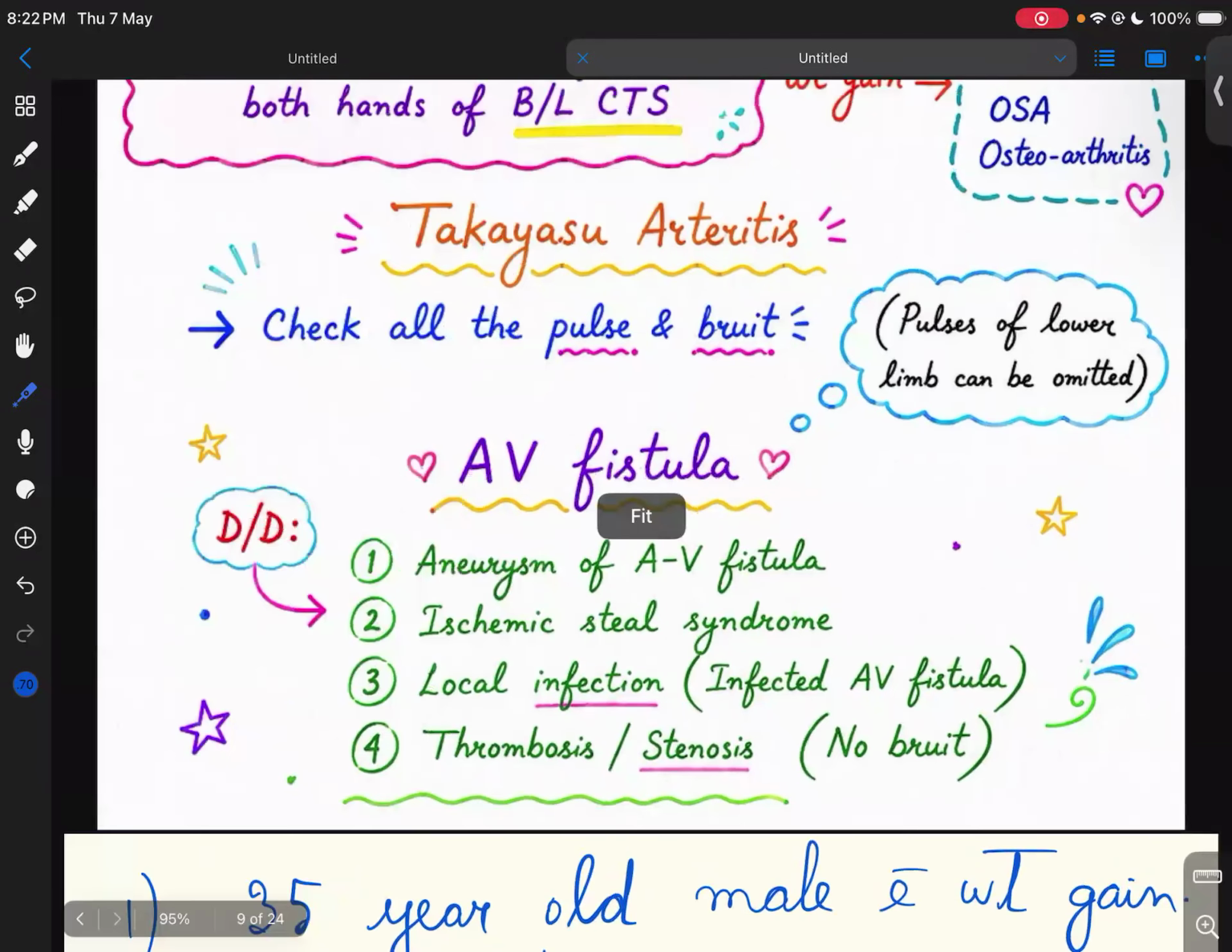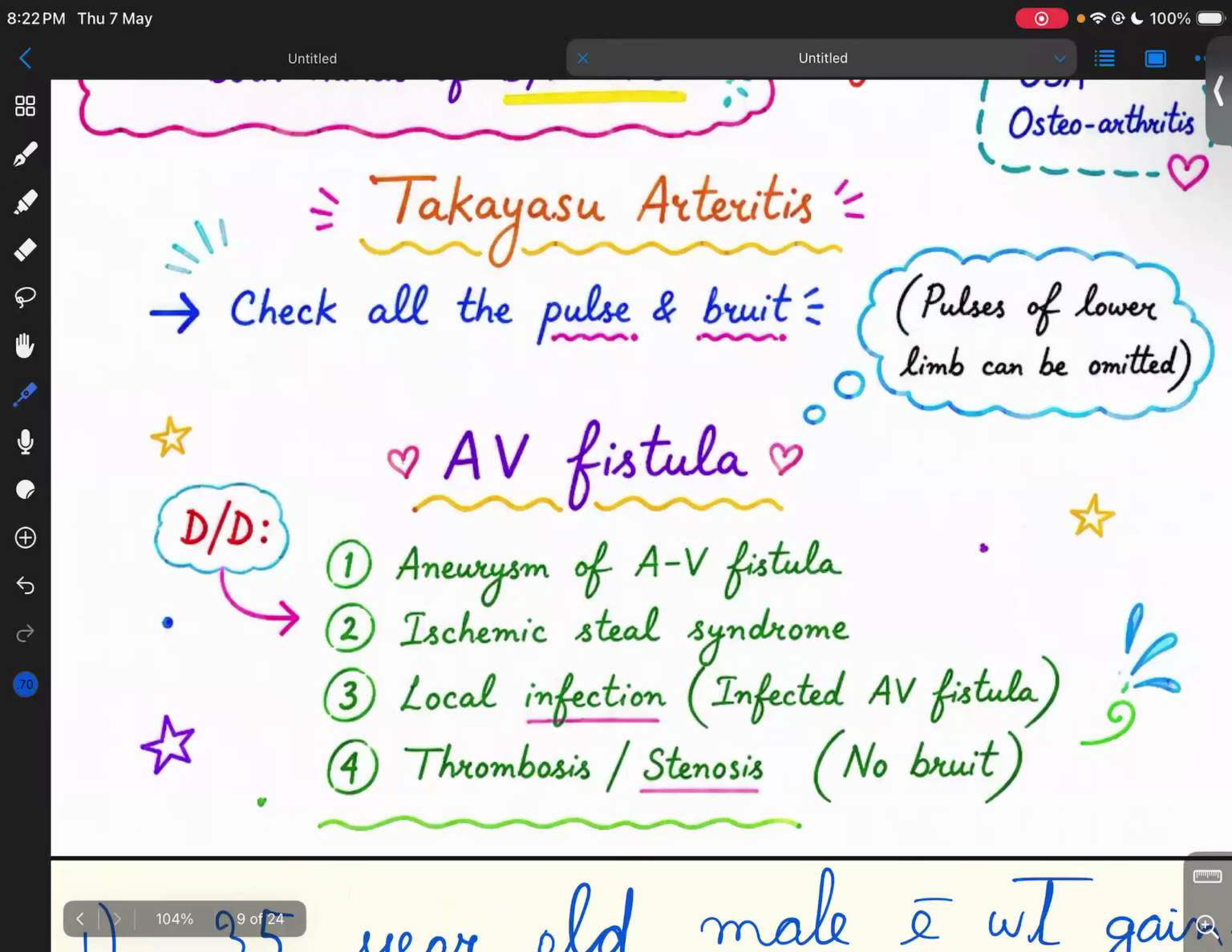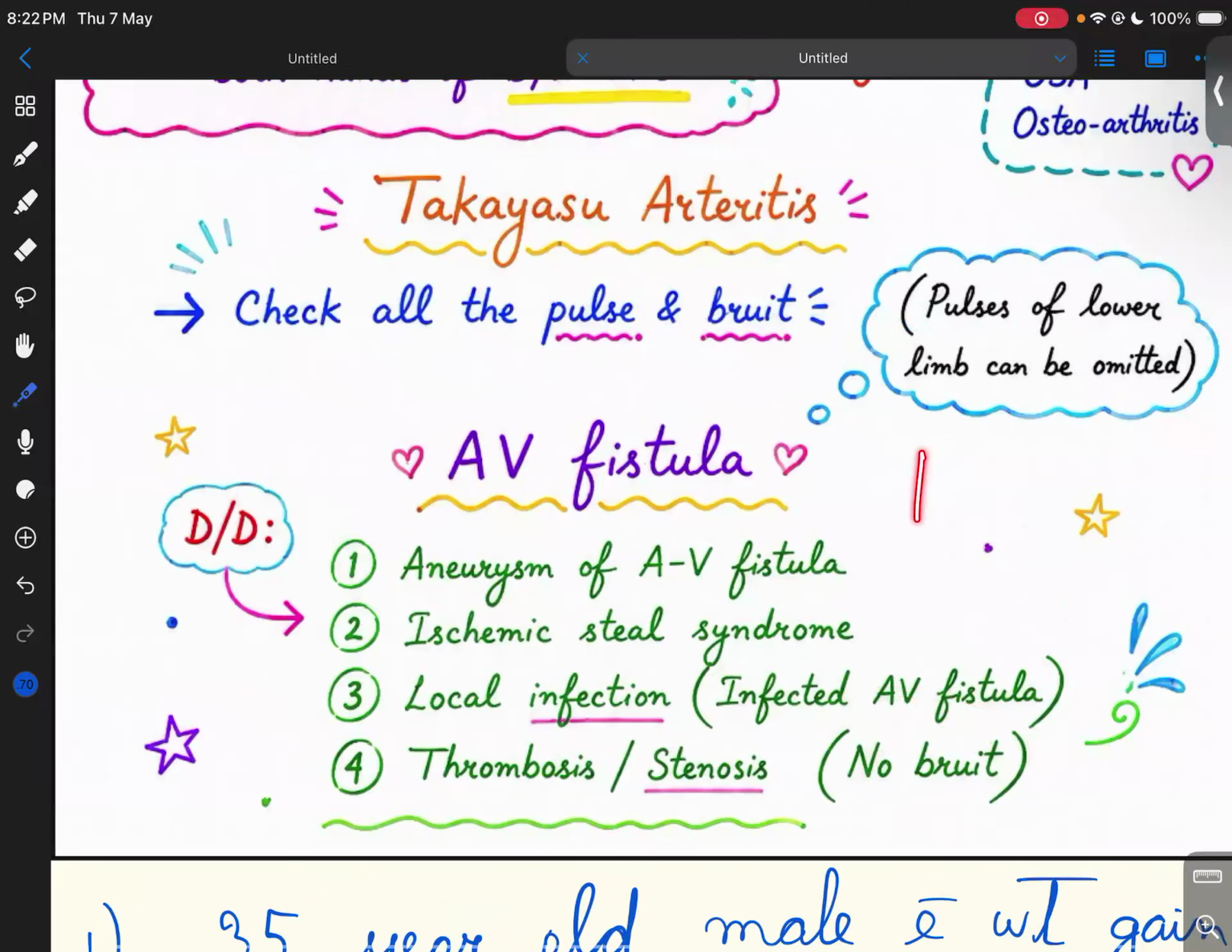Because the blood gets diverted through this fistula. It can be due to any local infection. This is called infected AV fistula. Or it can be due to any thrombosis or stenosis of AV fistula. In that case, you will not find any bruit or any palpable thrill.